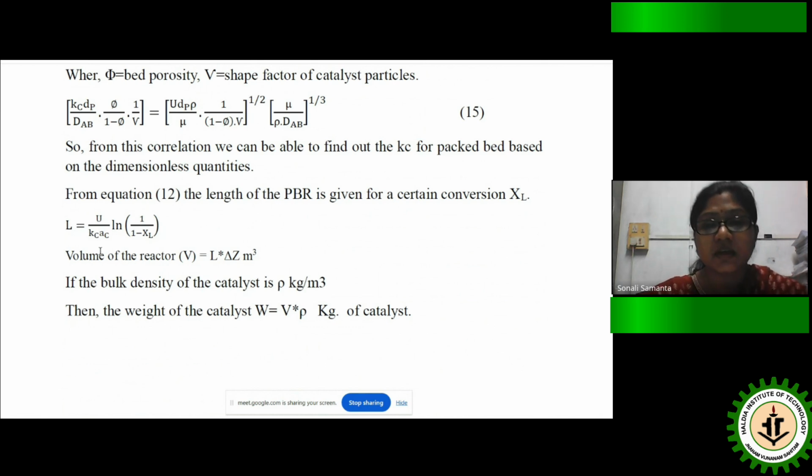So thus we conclude today's session. Next class we will try to solve a few numericals based on this theory.